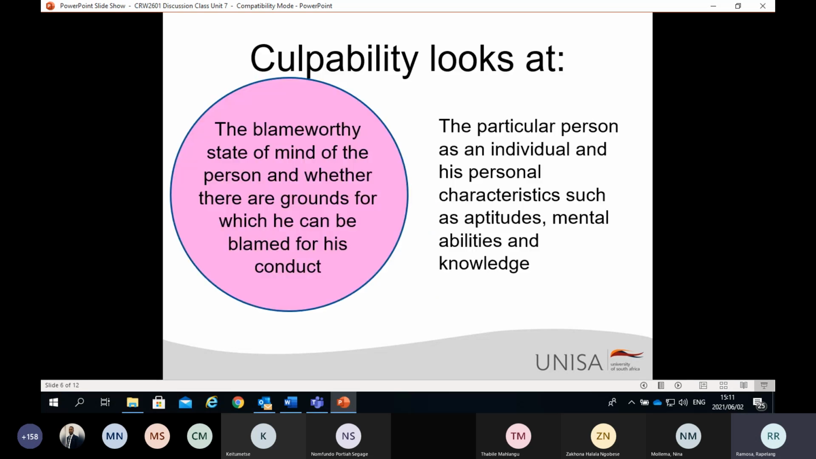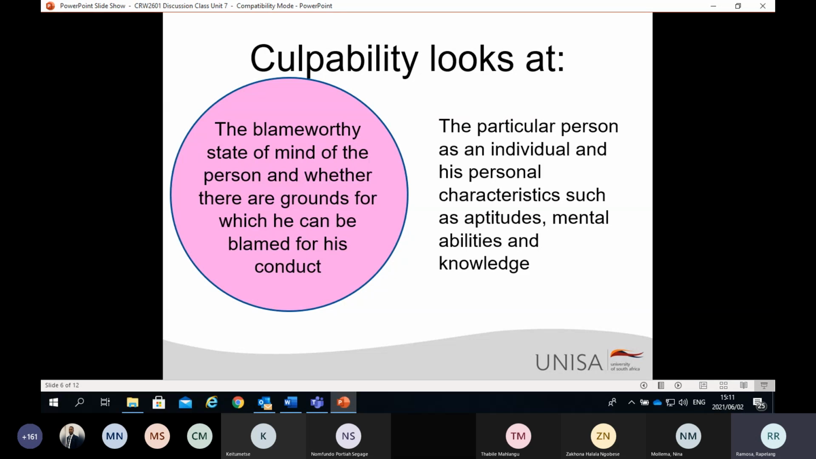So today we are focusing on culpability. What is culpability? We have covered so far the act and the concept of an unlawful act. So criminal liability, if you read the textbooks, comprises two broad requirements.